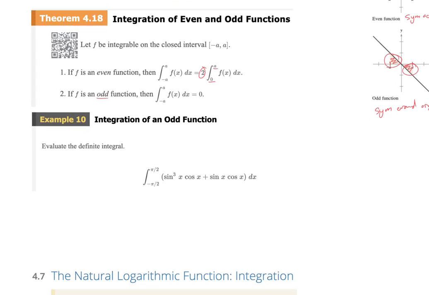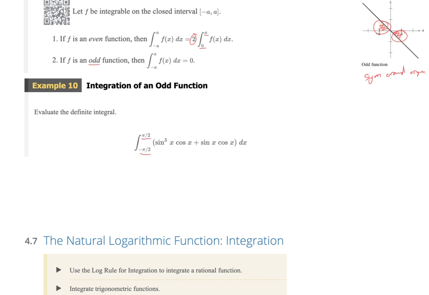So example 10. We see that we're set up to use this if this is an even or odd function. Let's just review how we determine or verify if it's an even or odd function. If I put a negative value into an even function, then I will get the original function back. If I put a negative value into an odd function, then I will get the exact opposite. So I'm going to put a negative value in for x here, and if I get negative sine cubed of x cosine of x minus sine of x cosine of x, then it's odd. If I get this exact function back, then it's even.